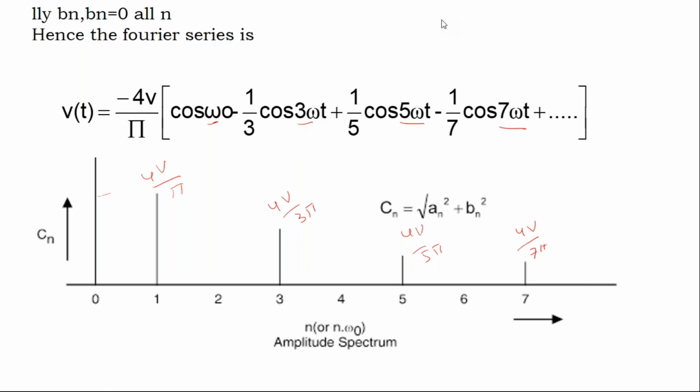Is it clear? If you have any doubt, please post it in the chat box. Is this concept clear? How you have to plot this amplitude and phase spectra? The amplitude spectrum is clear, or shall I repeat it once again? Please post it in the chat box. Please respond, students. Is it clear, or shall I repeat it once again?